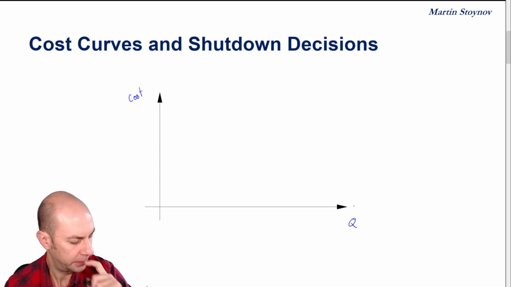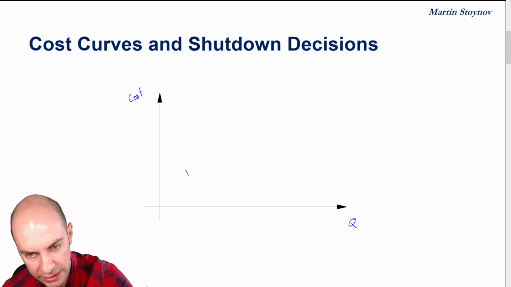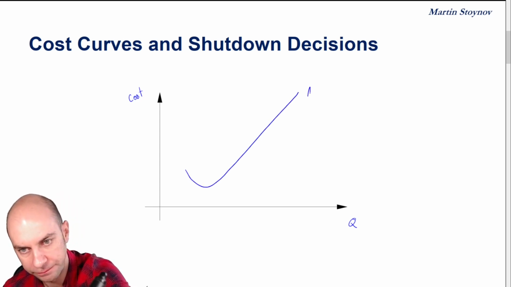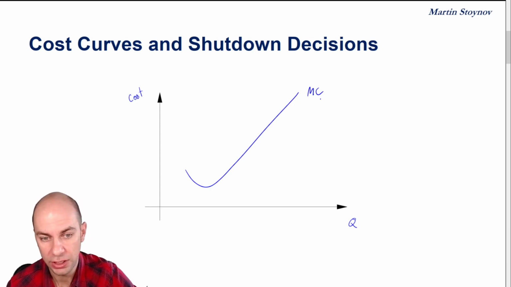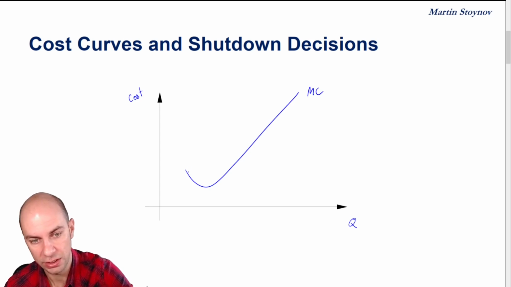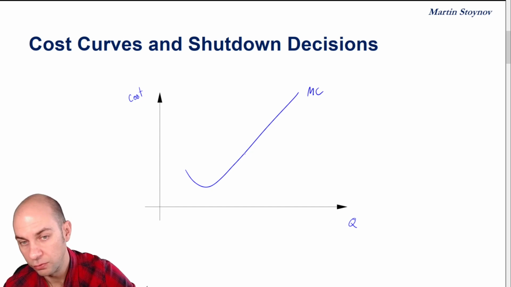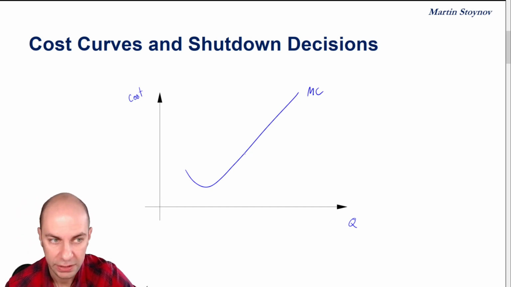So the first curve that we need to understand is the marginal cost curve. And marginal in economics simply means additional cost, right? Marginal cost is our additional cost. You can see here that initially it would start high. Then as we increase quantity, it would drop, and then it will begin increasing. And that has to do with diminishing returns.